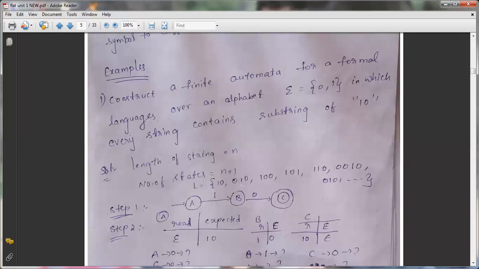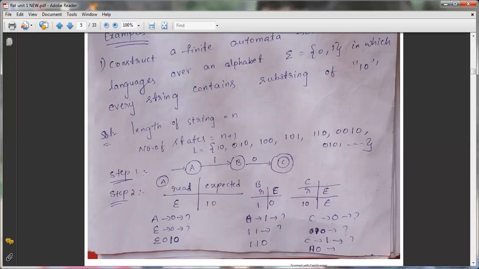We are having 1, 0 here. Before that, 0 is there: 0, 1, 0. After that, 0 is there: 1, 0, 0. After that, 1 is there: 1, 0, 1. Before that, 1 is there. Before that, any number of zeros can be there, or 1, and so on. You can get any number of strings, and all the strings must be accepted by the finite automata we are going to construct.